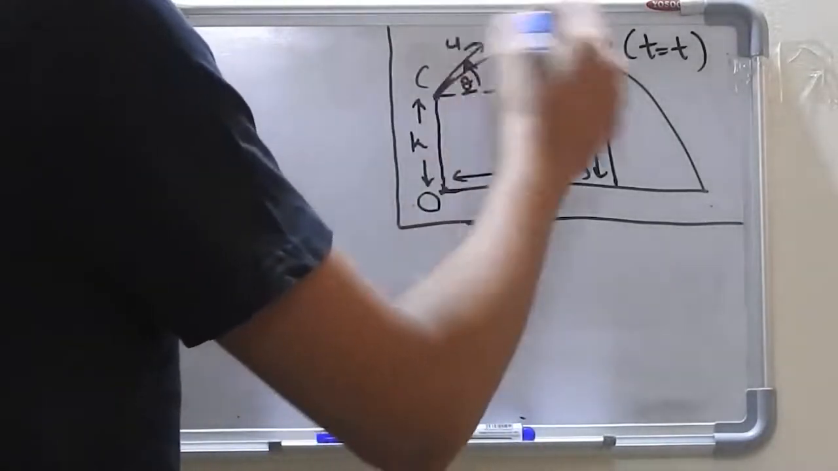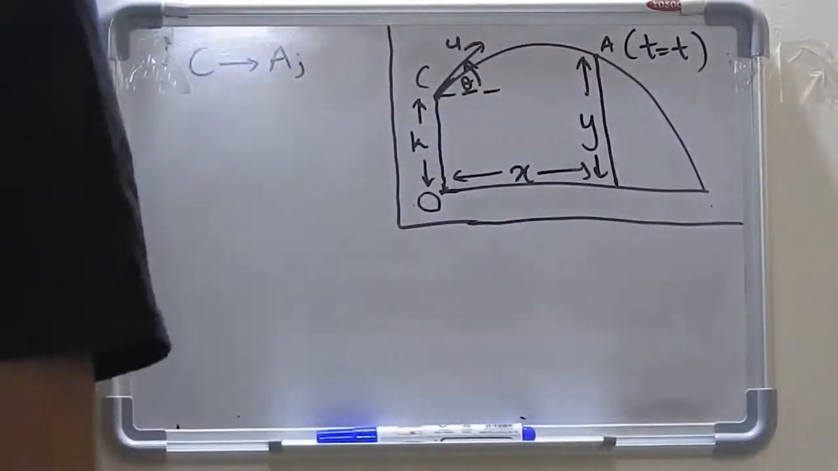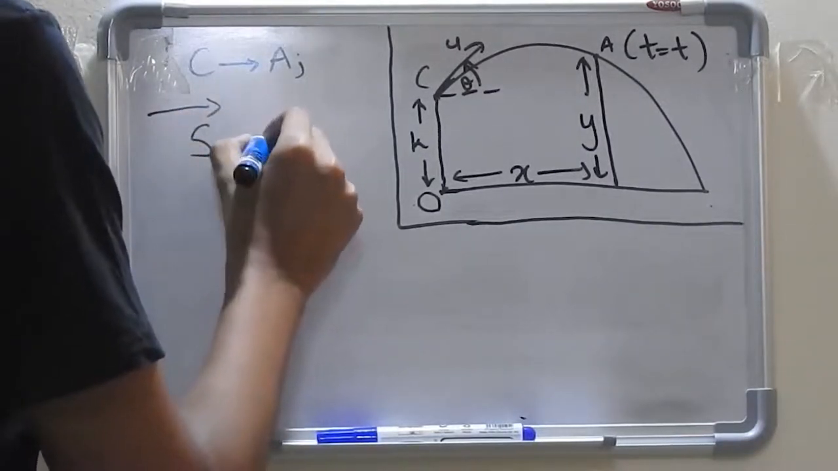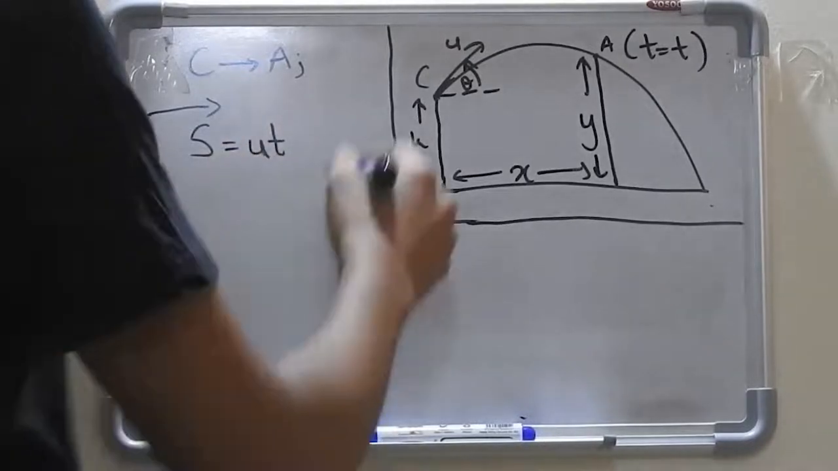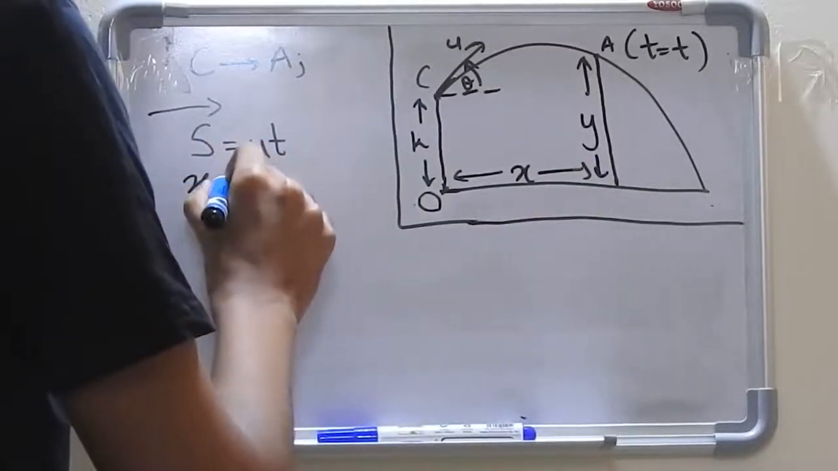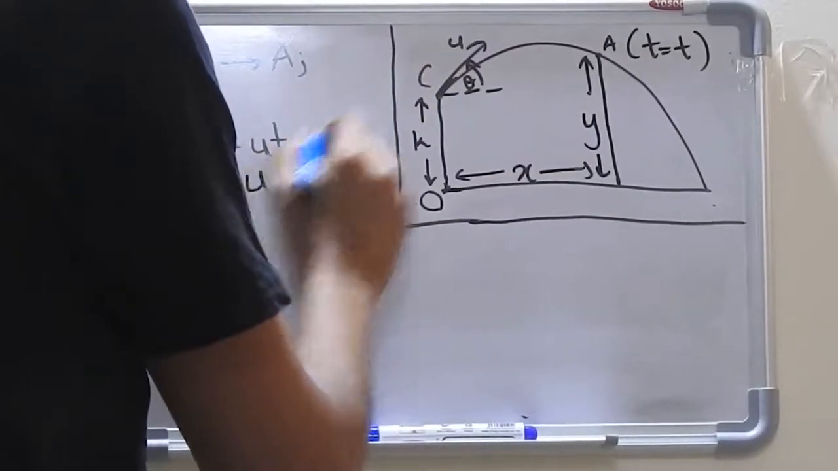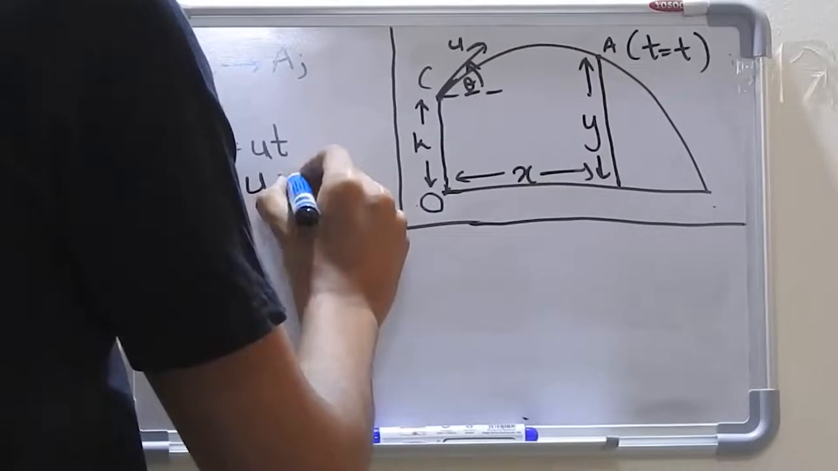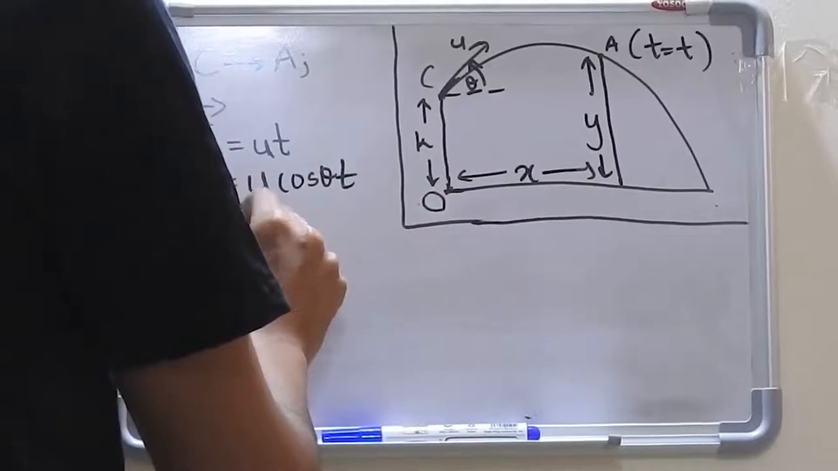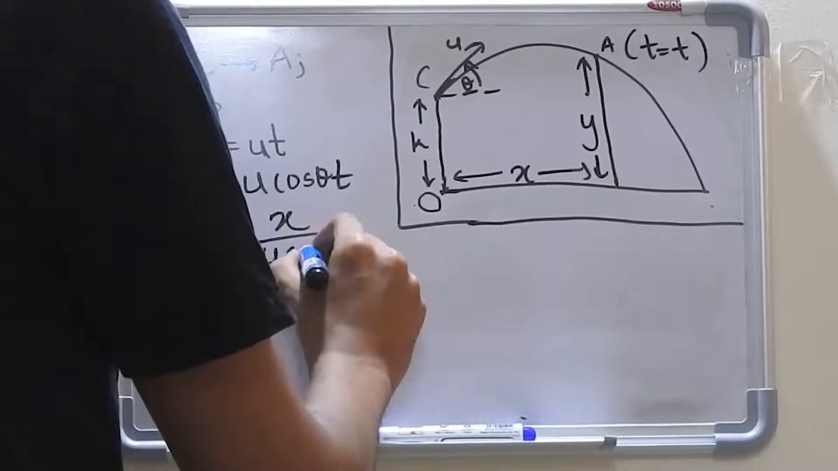So applying to C to A, for the horizontal we apply s equals ut. The horizontal displacement by the particle is x, and the initial horizontal velocity is u cos theta. The time taken is t, so you can take t as x over u cos theta.